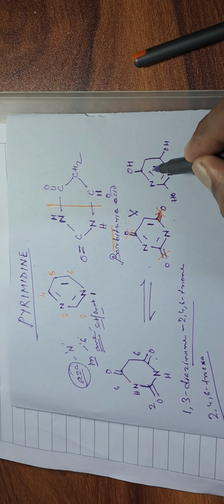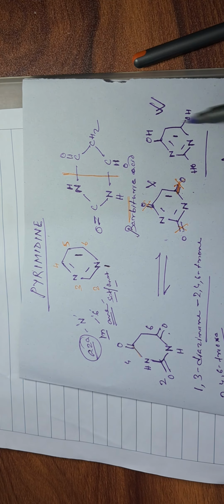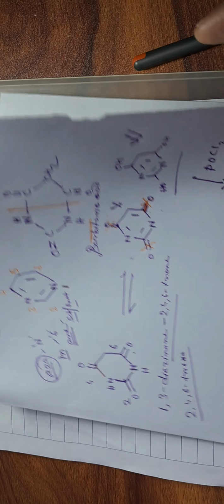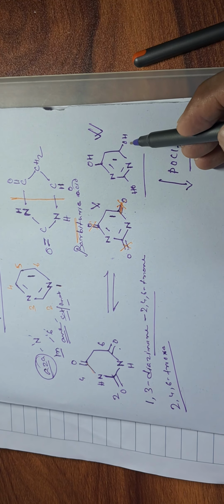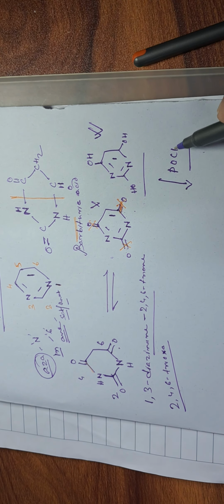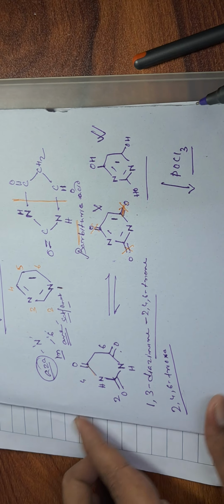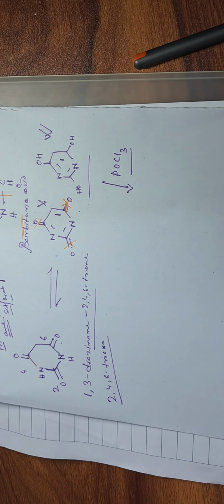And once it acquires this kind of form, what will happen? I need to treat this with POCl3, because it is POCl3 that basically replaces the hydroxyl with Cl. Our ultimate objective is to develop pyrimidine, not barbituric acid or trihydroxypyrimidine. Rather, we need to eliminate the hydroxyl group. The best way to eliminate the hydroxyl group is to convert the hydroxyl initially to a trichloro compound, that I am after.